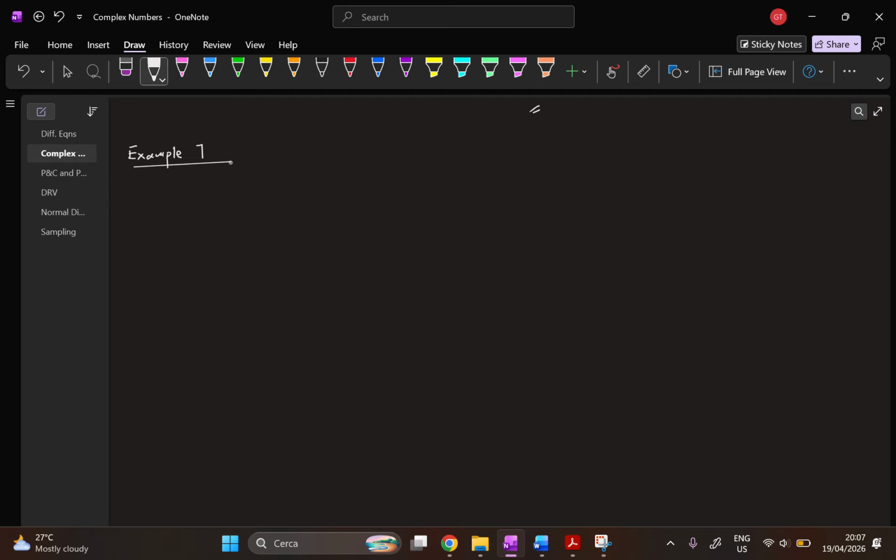So that was example 6 on page 9. Now we're going to move on to example 7 on page 10. So example 7 on page 10 is simultaneous equations. And we're going to see how we solve simultaneous equations involving complex numbers. Okay, so in this case, z and w are complex numbers, and these are the simultaneous equations that they give you.